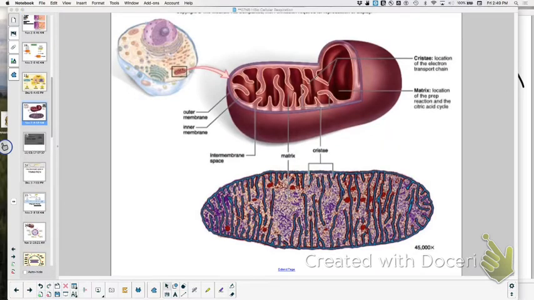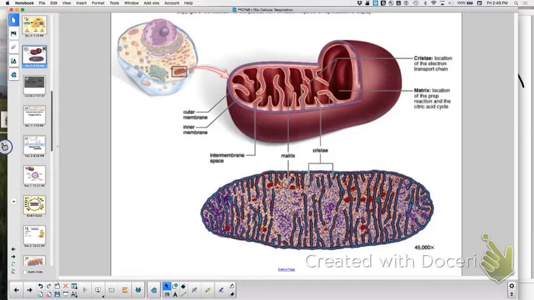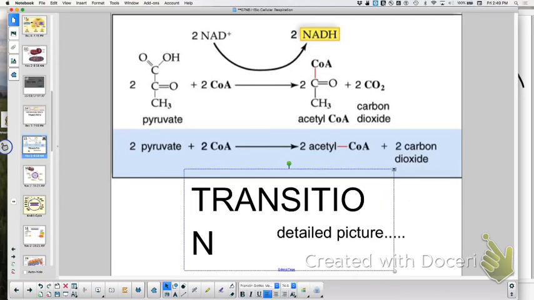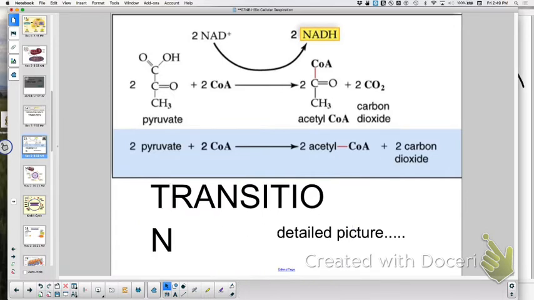Mitochondria structure, we've already reviewed that, but you want to be comfortable with that. Let's talk about transition prep. Okay? So, it's so annoying every time. Okay, I won't fix it right now.